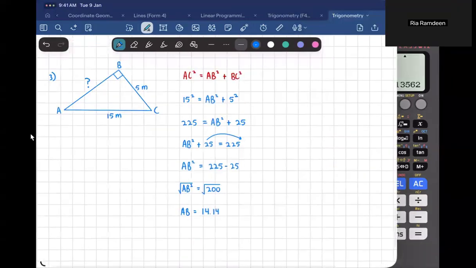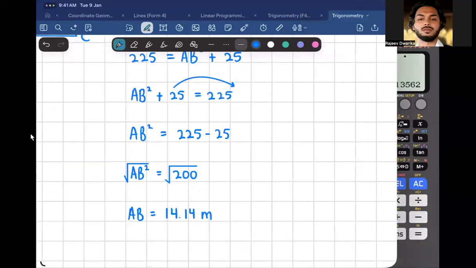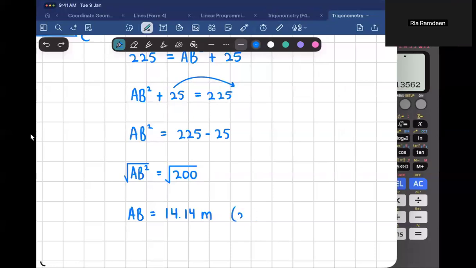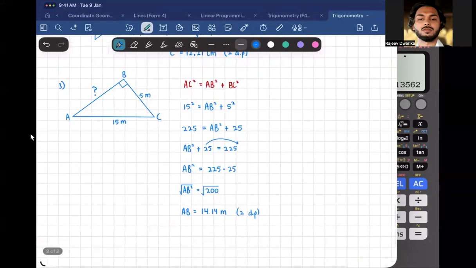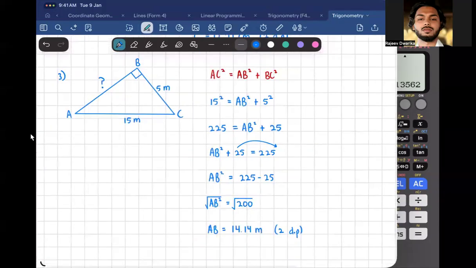If you lose a mark like that, it's serious, so be careful. We have to round to two decimal places. This is the standard. Either two decimal places or 3 significant figures, but just stick with two decimal places. All right, is there anything here that you all didn't understand?